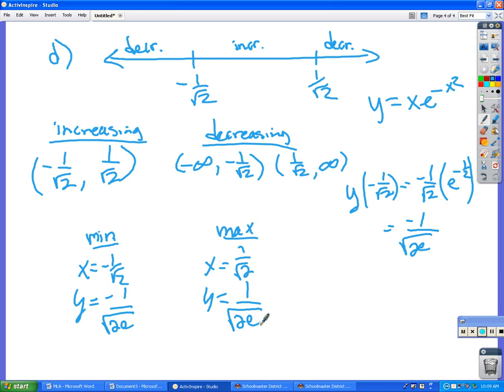All right. Oh, and they have in their answer key, they have negative 1 over root 2. So there you go. That's cool.